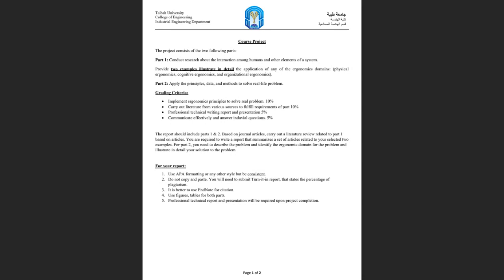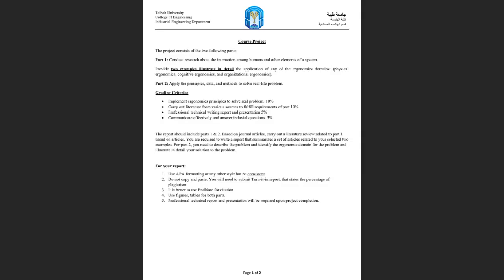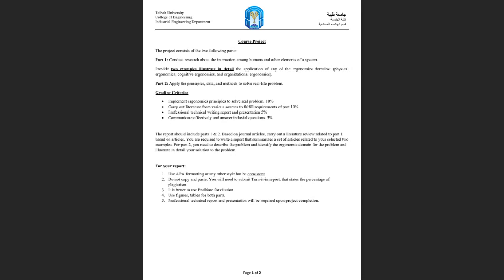You have to also consider those 3 objectives when we solve the problem using the ergonomics, which is increasing the safety, increasing the comfort, and improving the productivity. So you need to prove from your solution how it will be. Use figures and tables for both parts, 1 and 2. Part 1, you can start proceeded from now.